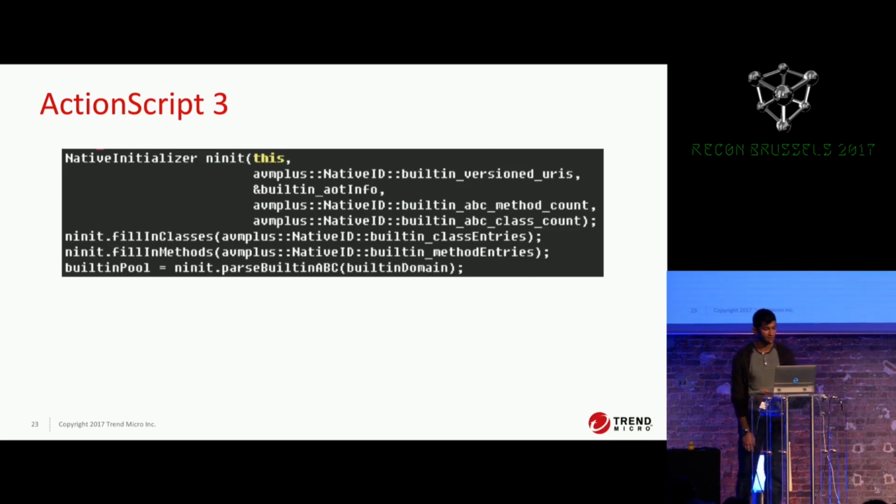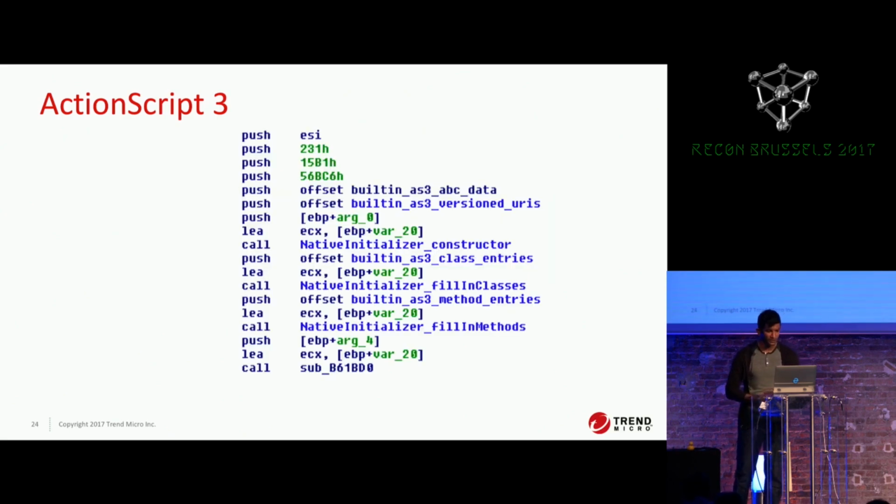So looking at native initializer, we can see that there's an initialization of the native initializer object, and then fill-in classes is called, and then fill-in methods is called. And both the arguments to fill-in classes and fill-in methods are values that are in the data section of the binary. And the built-in _AOT info is where the ActionScript bytecode itself is. So if we look at the assembly itself, we can see something that looks pretty similar, actually exactly similar. And using this, I'm able to find these methods, and then I'm able to start renaming things.